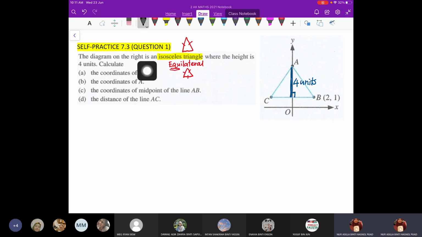Now, question, calculate the coordinates of C. Okay, coordinate of C, kita bagi clue B sahaja. So coordinate of B, X dia adalah 2, Y dia adalah 1. Okay, so C I don't know X dia, tapi C punya Y saya tahu which is 1. I don't know the x.